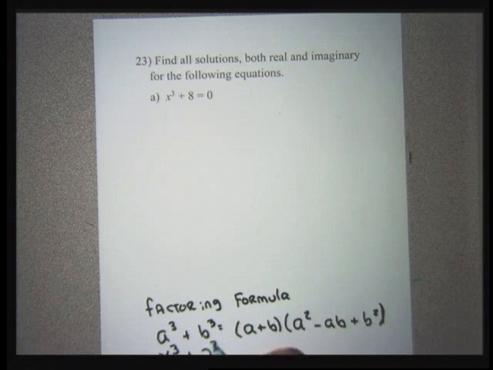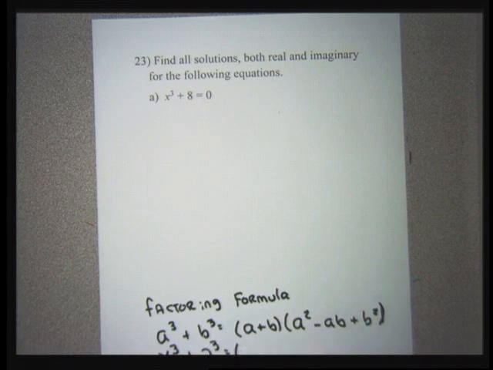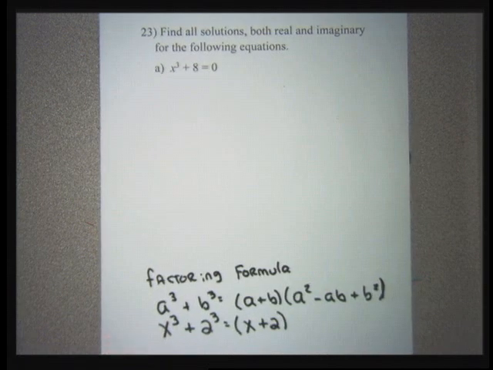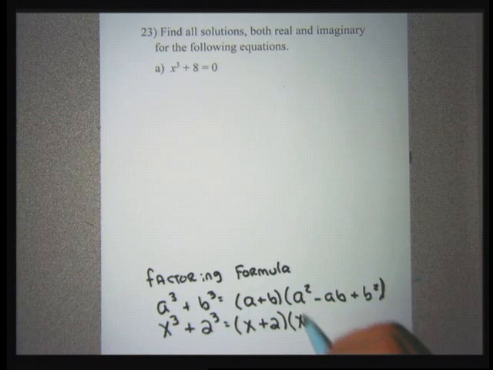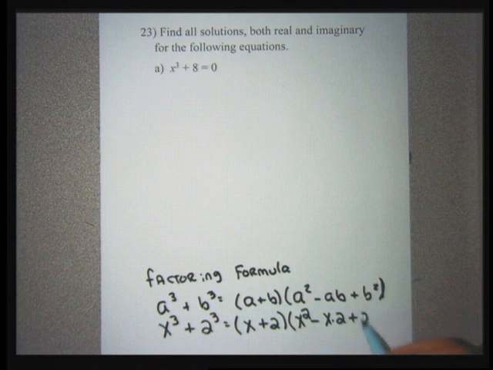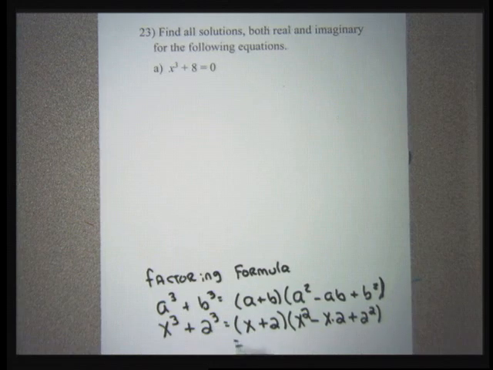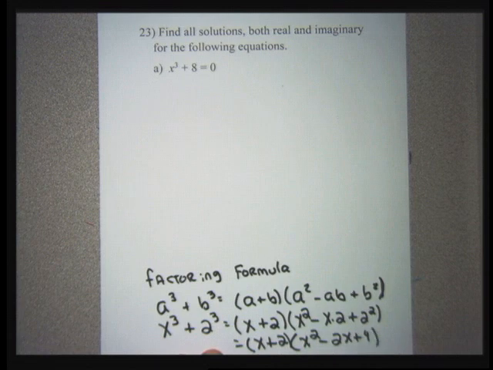In this problem, to use the formula to factor x cubed plus 8, x cubed is in a nice form. 8 isn't in a nice form. 8 is 2 cubed. So to factor x cubed plus 8, I'm going to make the x in the position of the a and rewrite the 8 as 2 cubed, so that the b is going to be 2. So this is going to factor into x plus 2 times x squared minus x times 2 plus 2 squared, and that's going to equal x plus 2 times x squared minus 2x plus 4.